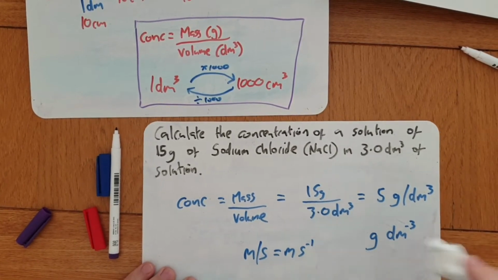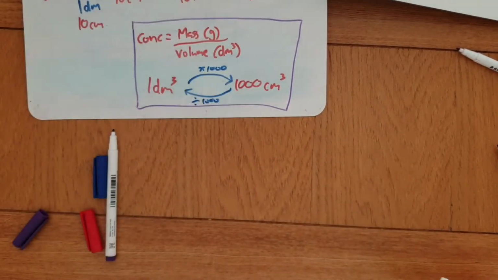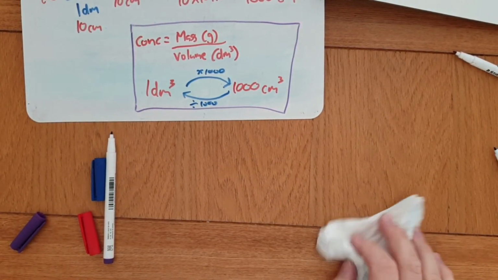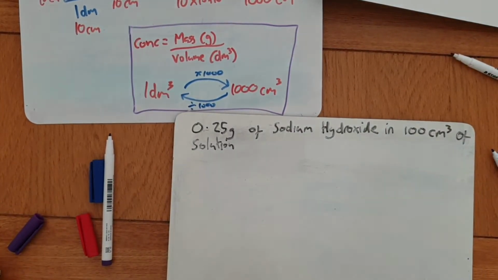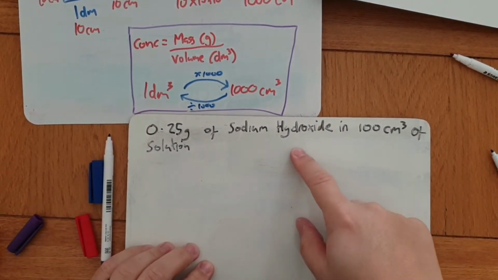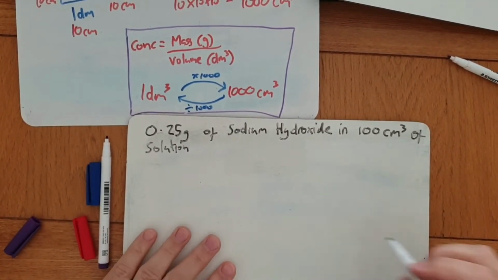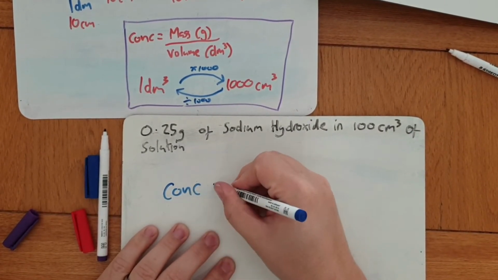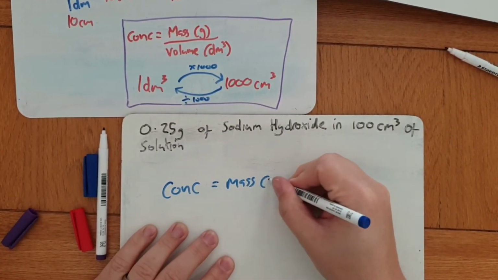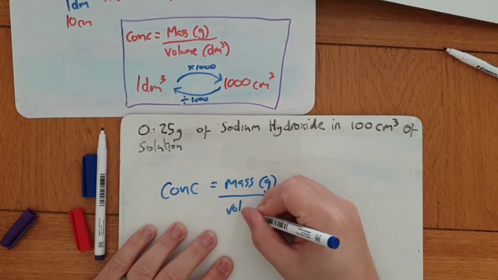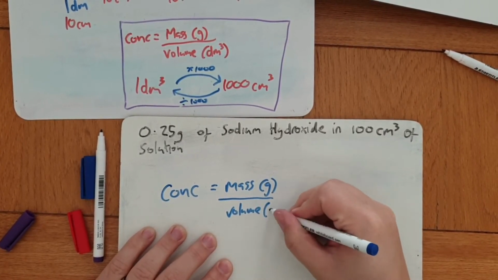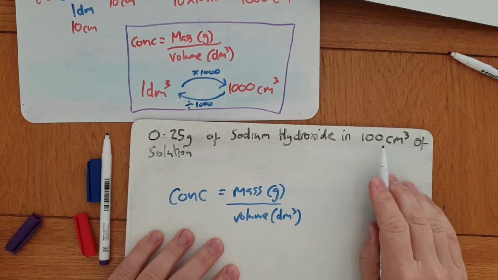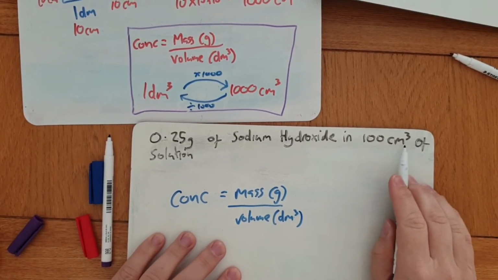Right, so we've got the first one done. Go on, just try a second question, which I've written down somewhere else. Right here, 0.25 grams of sodium hydroxide in 100 centimeters cubed of solution. So we go back, we've got our formula. Concentration equals mass, which needs to be in grams, and volume, which needs to be in decimeters cubed. We can check. Okay, this time they haven't given us decimeters cubed, it's in centimeters cubed.